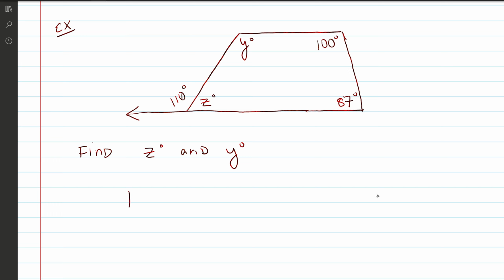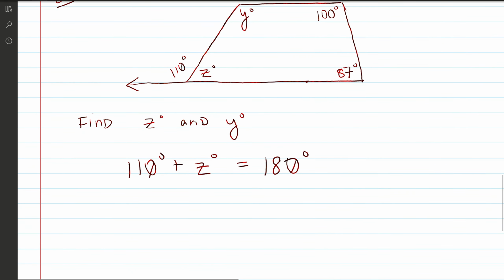Well, I know that the 110-degree angle added to that unknown Z degree angle, they're what's known as supplementary angles, right? The measurement of those two angles combined should add up to 180 degrees to form a straight line. So I can write that in an equation. So 110 degrees plus Z, the unknown, is equal to 180 degrees. So we just do a little algebra and solve for Z. So here Z is equal to 180 minus the 110. So Z is equal to 70 degrees.